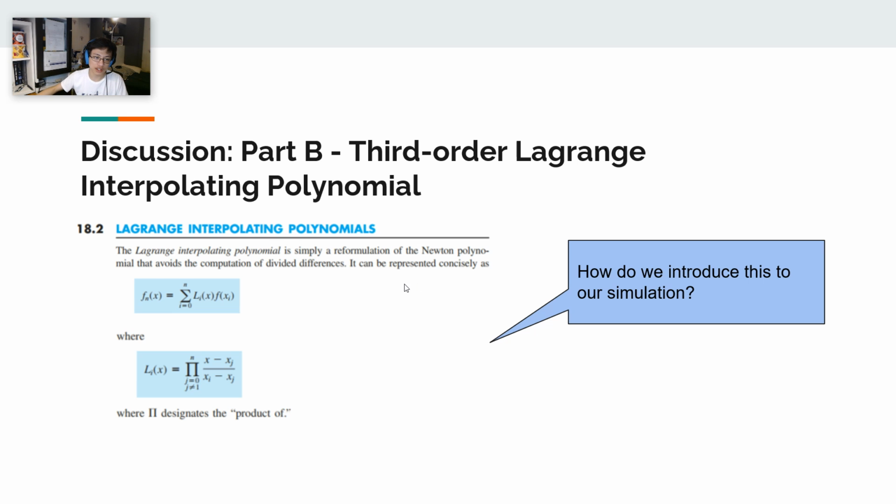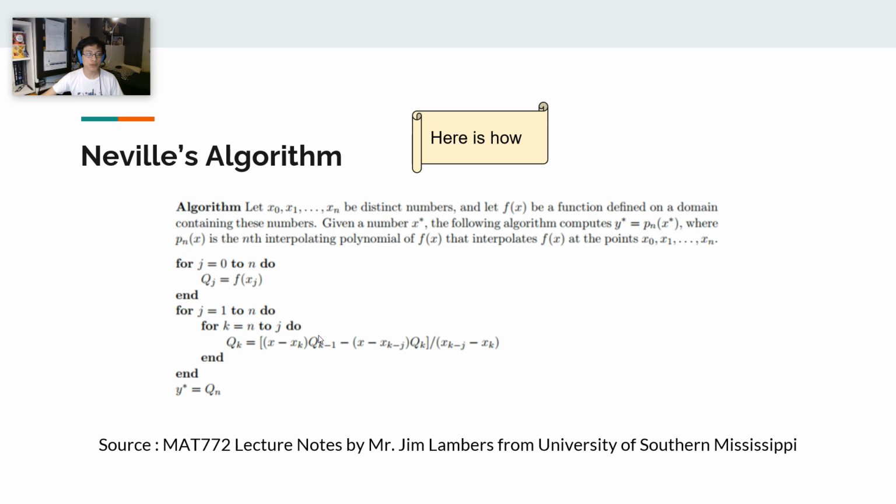As you can see over here, this is the general form, and this one over here stands for this term over here. Okay, so how do we introduce this into our simulation? Let's go to the next slide. We introduce it in the form of Neville's algorithm. What is Neville's algorithm? Basically, this algorithm shows you how to construct a code for Lagrange Interpolating Polynomial.